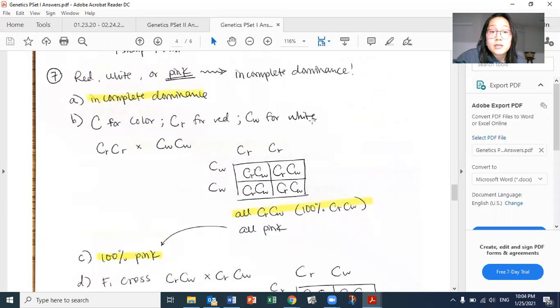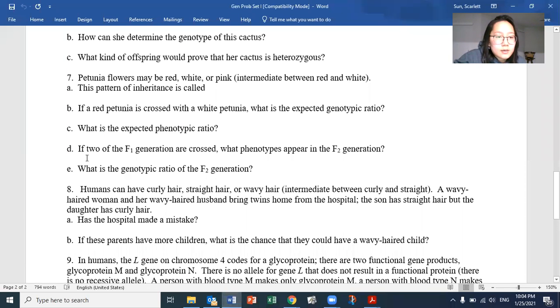petunia. The reason why we're not just using capital R and capital W is because if you use different letters, then you're representing different genes. So we need the C to represent the gene, but we're going to use the R and the W to represent different versions of the gene. Okay. So the cross is going to be CRCR with CWCW because it's a red petunia with a white petunia. And after you do that, you're going to see that all of the offspring are CRCW, which is 100% pink. So that would be the phenotypic ratio after you find the genotypic ratio, which is 100% CRCW.